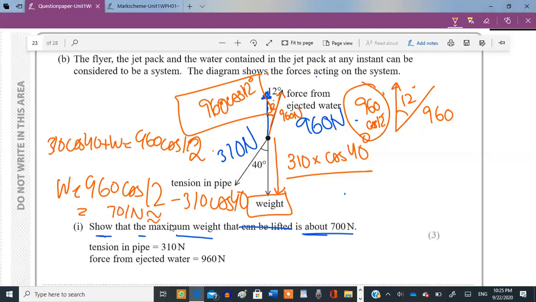Newton, which is 700 Newton approximately to one significant figure. And that's the answer that they wanted us to show. Clear? Is this clear?